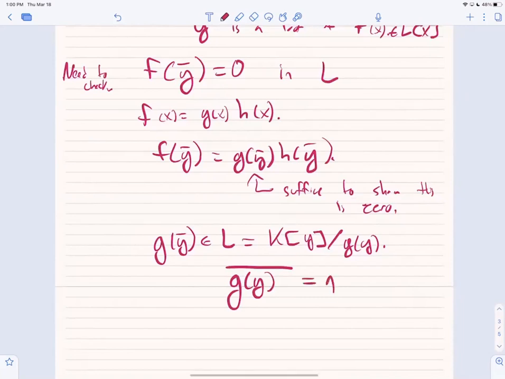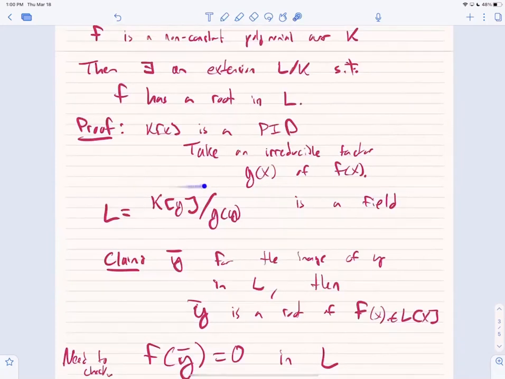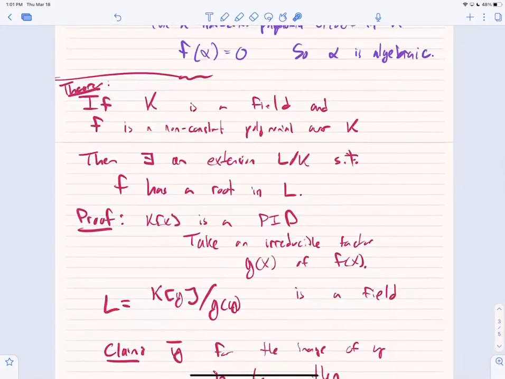When I write this bar, I just mean reduce mod g(y), like reduce mod the ideal you quotient by. So the definition of this bar notation is just g of y mod g of y, which is equal to 0. And so in this tautological construction, when you take this field K[y] mod g(y), you're literally declaring here's a field where y is a root of g. This is how you're defining your field. Okay, good. So that's how you do this construction.